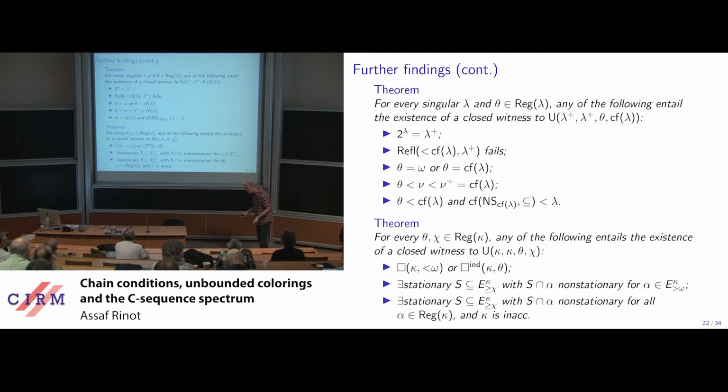But we have more results, not just for kappa inaccessible. In general, you would get this sort of coloring, assuming that you have a narrow enough square, or if you have an index square, or if there is a non-reflecting set concentrating on points of cofinality at least 3, or if kappa is inaccessible, then you just need the set to be stationary and non-reflecting at inaccessibles.